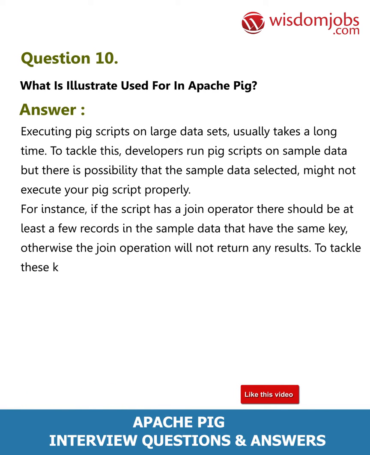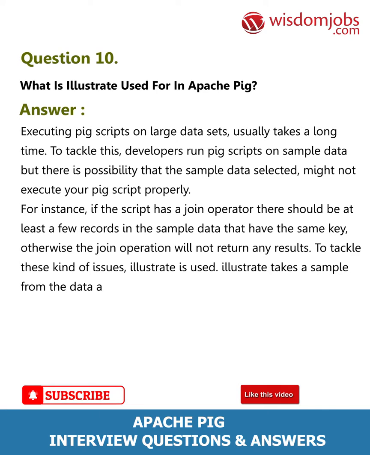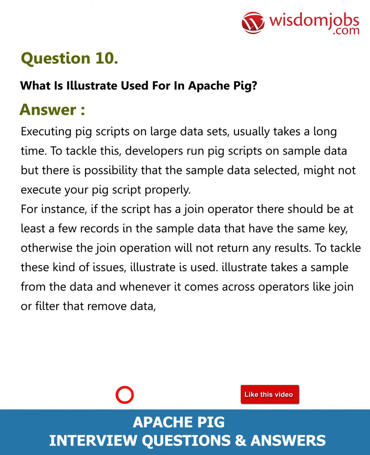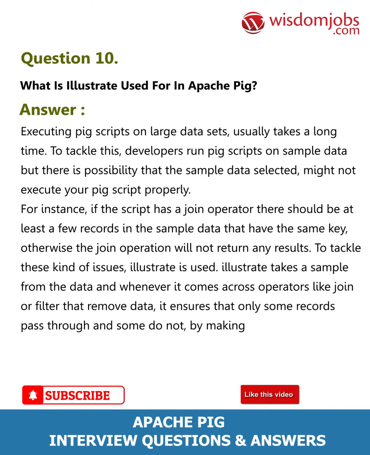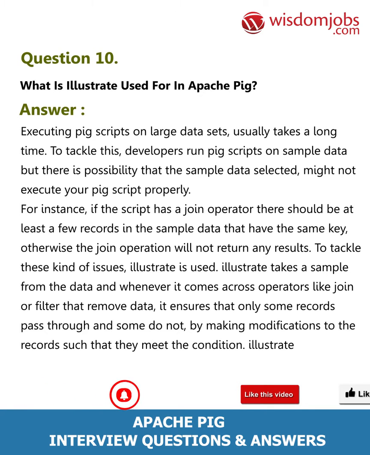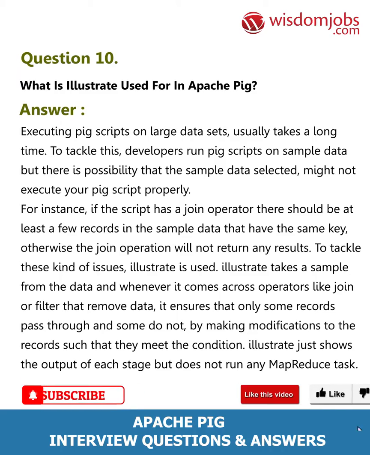To tackle these kinds of issues, illustrate is used. Illustrate takes a sample from the data, and whenever it comes across operators like join or filter that remove data, it ensures that only some records pass through and some do not, by making modifications to the records such that they meet the condition. Illustrate just shows the output of each stage but does not run any MapReduce task.